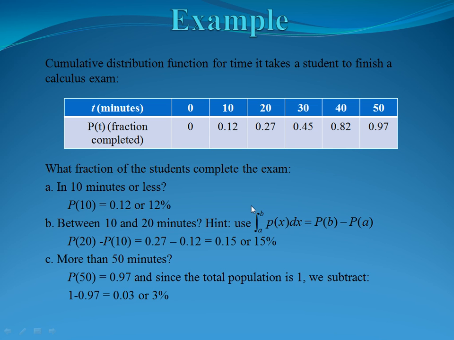So the subtraction should make sense, especially with that word between. In part C, what fraction of the students complete the exam in more than 50 minutes? So we know that at 50 minutes, 97% have completed it, and we want to know how many took more than 50 minutes. Since we know that eventually the CDF reaches 1, we're going to do 1 minus the CDF at 50. So if you do 1 minus 0.97, we get that 3% of the students took more than 50 minutes. And that should make sense because whatever we add to that will get us to the total, which we know has to be 1.